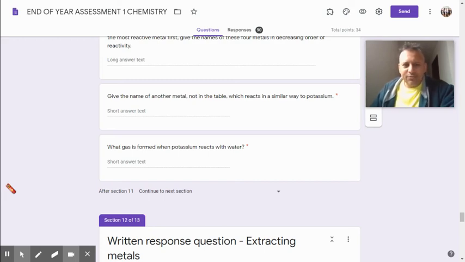The most popular answer for naming another metal not in the table, which reacts in a similar way to potassium, was sodium. What gas is formed when potassium reacts with water? The answer is hydrogen. That comes down to the word equations that you needed to revise, the word equations that I gave to you in your revision.